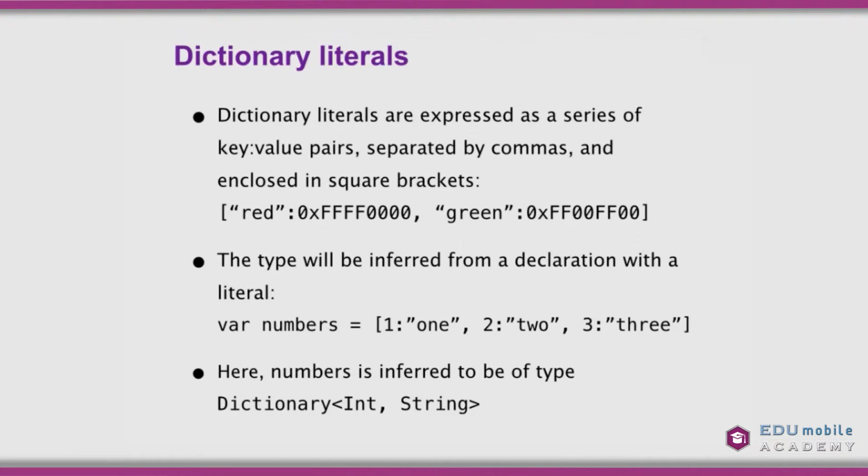The type is inferred from a declaration with a literal. So if we declare numbers in a literal, we don't have to have the type, because numbers is going to be typed as a dictionary generic with the keys as integers and the values as strings, as we can see.